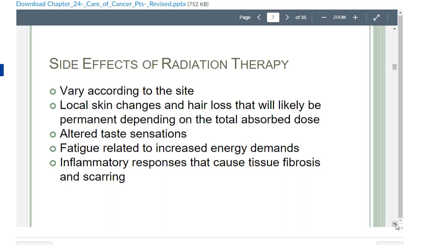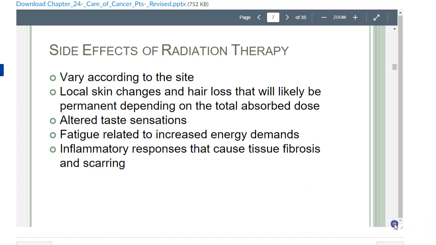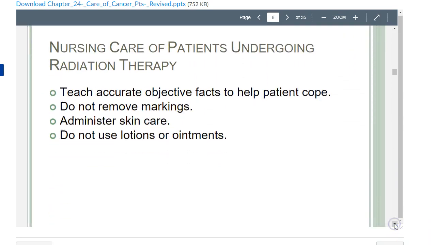Also looking at skin, worried about breakdown, dryness, things like that is something to think about in regards to the treatments. Then we have nursing care of patients undergoing radiation therapy. Teach accurate, objective facts to help patient cope. Do not remove markings. Administer good skin care.